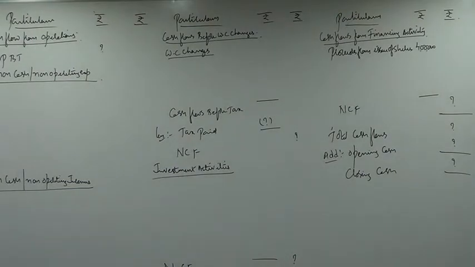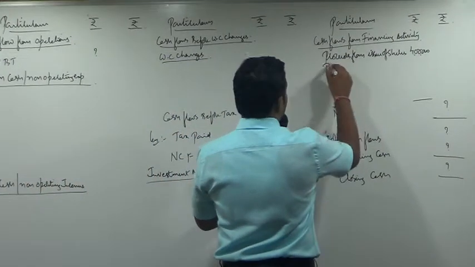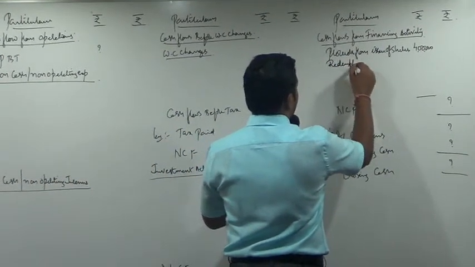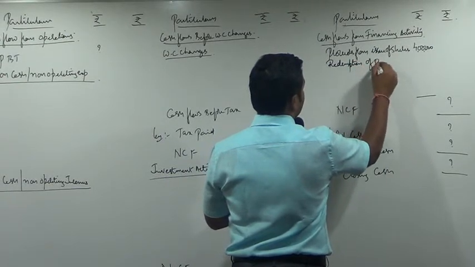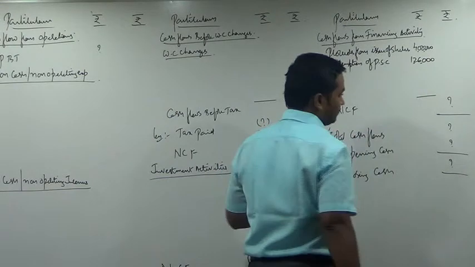Just do it on calculator. 1,20,000 plus 5%, 1,26,000. This is the amount we have paid. Redemption of PSC: 1,26,000.